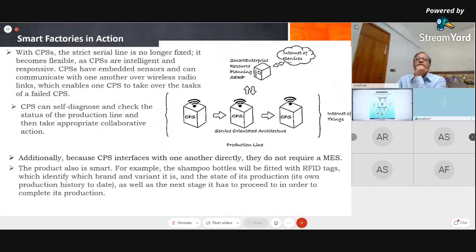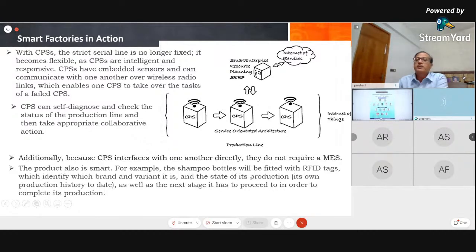Now, when we design CPS, we eventually don't need this MES supervisory system. So we get rid of one component from the system because the CPS by themselves are able to make decisions, and all they need is just the controlling station, and that's it.